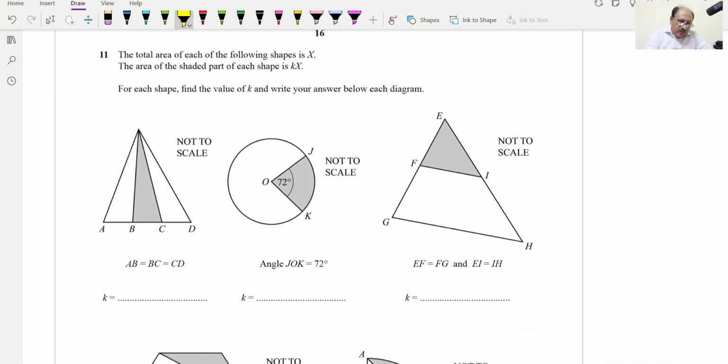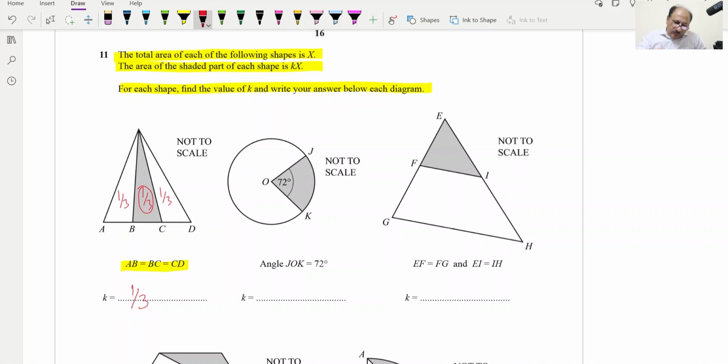So question number 11 says the total area of each of the following shapes is x. So the area of the shaded part of each shape is kx. So it will be some portion of x. For each shape, find the value of k and write your answer below each diagram. So how can we understand this? There are 3 triangles, and they're saying they are equal, so each one will be 1 by 3, 1 by 3, and 1 by 3. So they will be adding up to 3 by 3 x, right? So this will be the k value. This shaded one will be 1 by 3 x, so the k value will be 1 by 3. Hopefully you understood this. This is just a very simple, straightforward question.